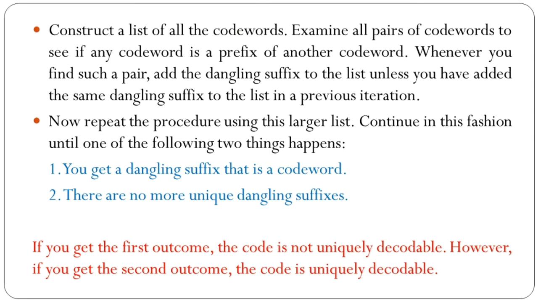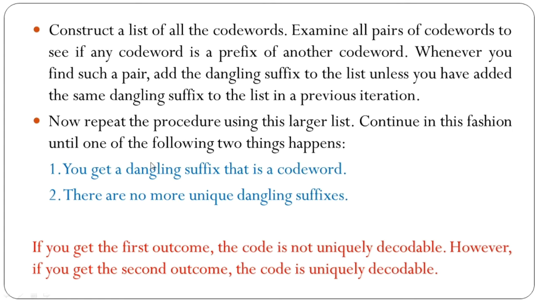Now while testing unique decodability, we have to construct a list of all the code words and examine all pairs of code words to see if any code word is a prefix of another code word. Whenever you find such a pair, add the dangling suffix to the list, unless you have added the same dangling suffix to the list in the previous iteration. Now repeat the procedure using this larger list.